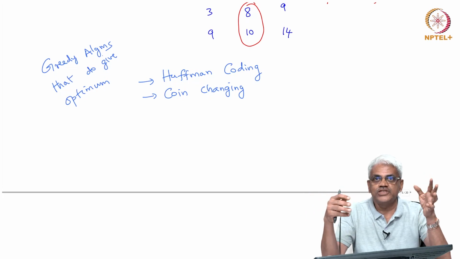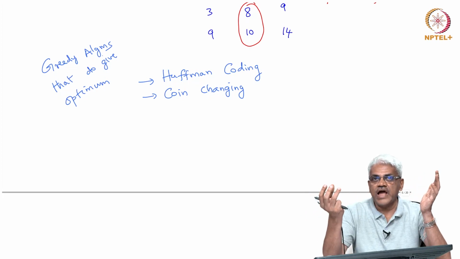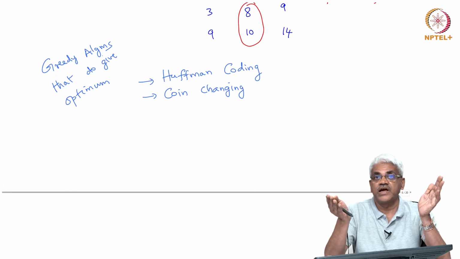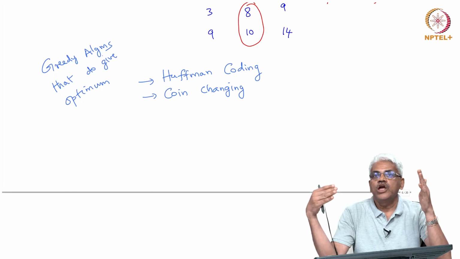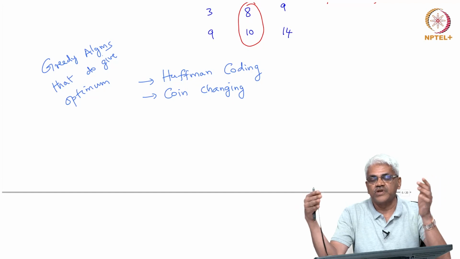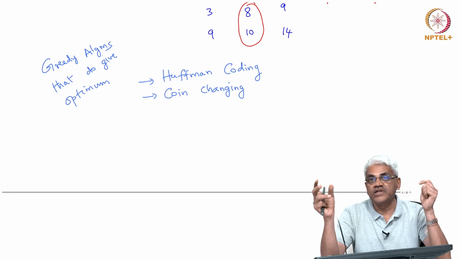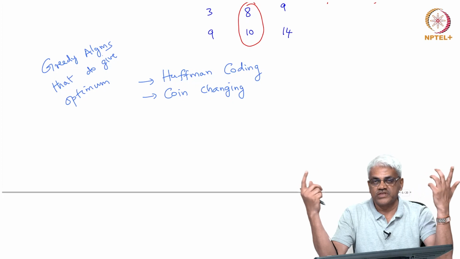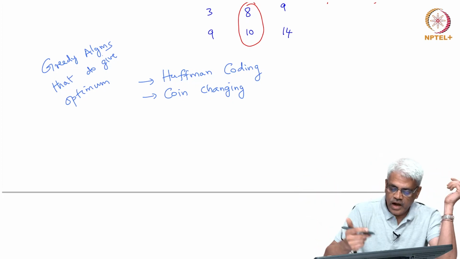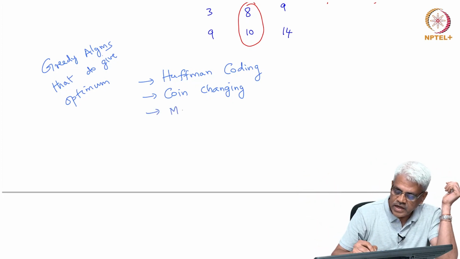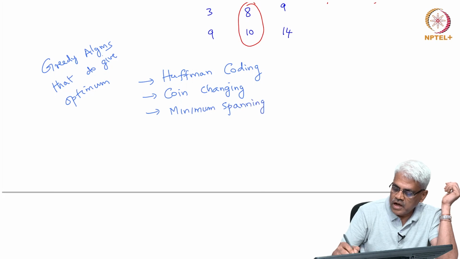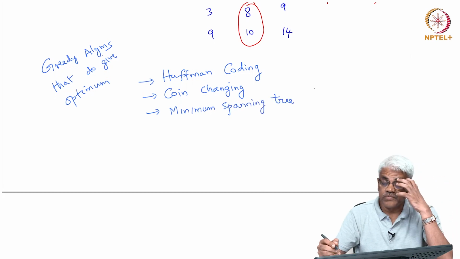Okay, so this is a greedy choice. Greedily use as much of the highest possible currency, and then for the remaining use as much of the highest possible currency and so on. This is a greedy choice, and that gives you an optimum solution for certain kinds of coins. But if you change the coin denominations, it doesn't work sometimes. Minimum spanning tree, both algorithms you will see, Prim's algorithm and Kruskal's algorithm, they are all greedy algorithms that give you optimum.